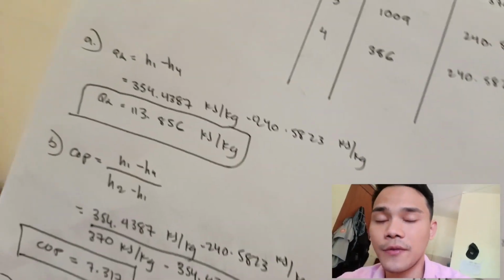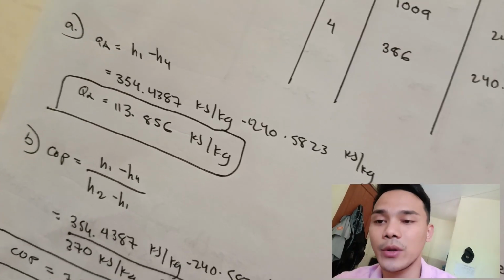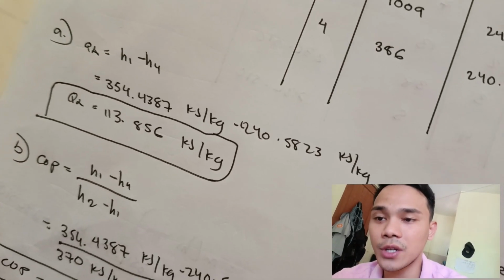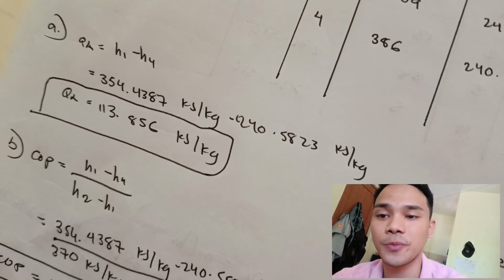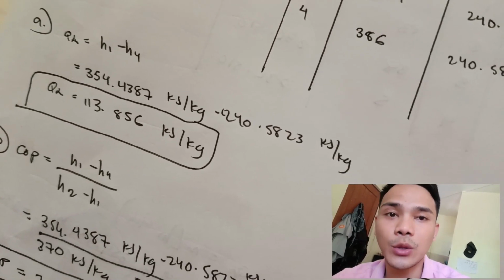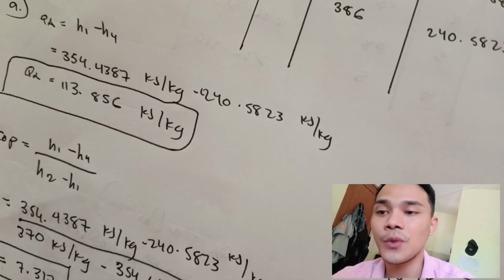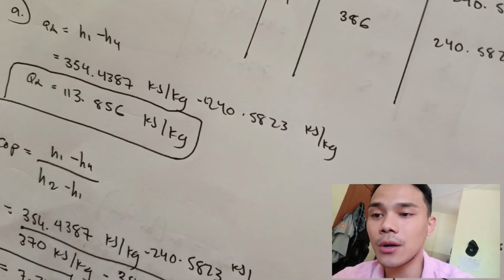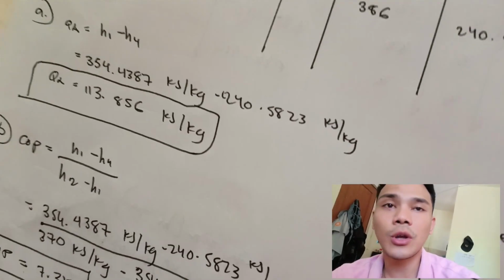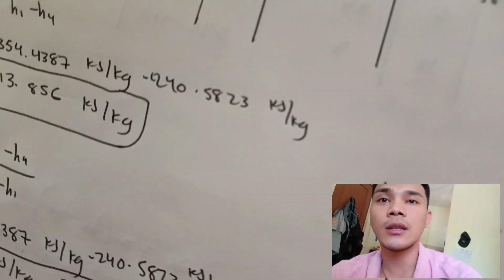So, ang ato first gipangita is ang refrigerating effect. So, again, refrigerating effect is equals to QA. Then, QA is equals to H1 minus H4. So, we simply substitute our given. So, sa H1, we have 354.4387 kilojoules per kilogram minus sa atong enthalpy 4 na 240.5823 kilojoules per kilogram. So, ato siya gi-calculate and we get an answer of 113.356 kilojoules per kilogram.